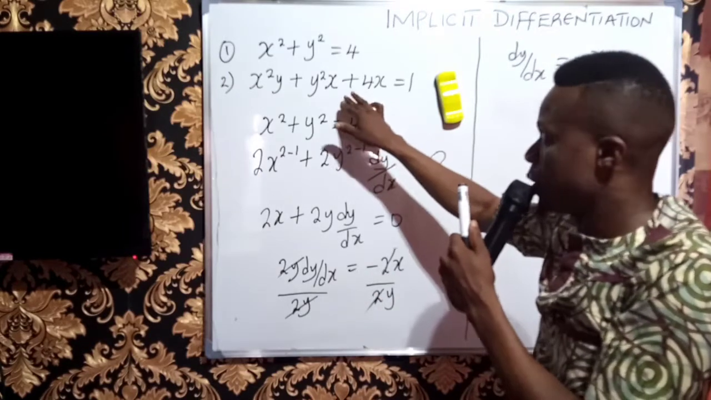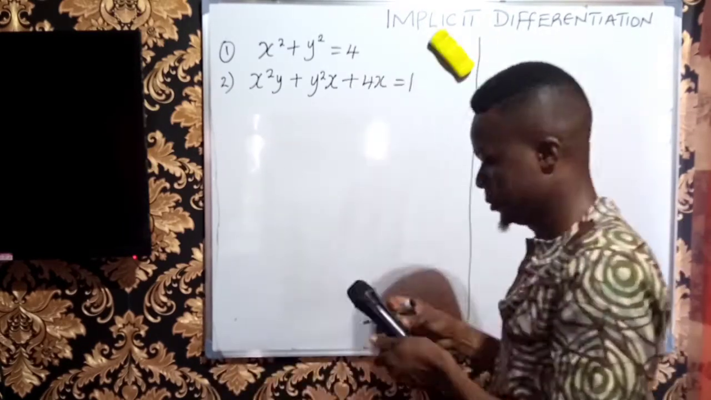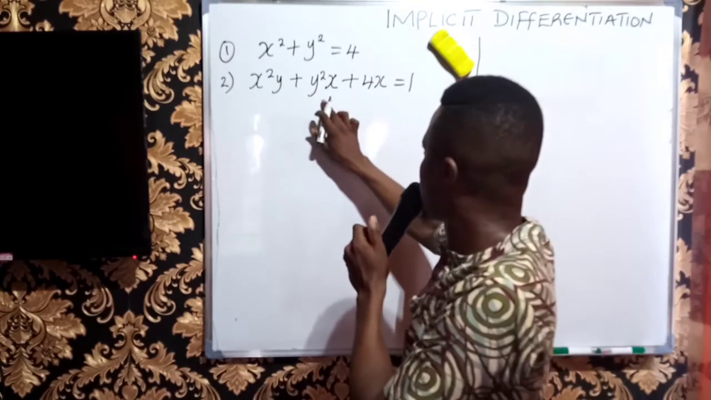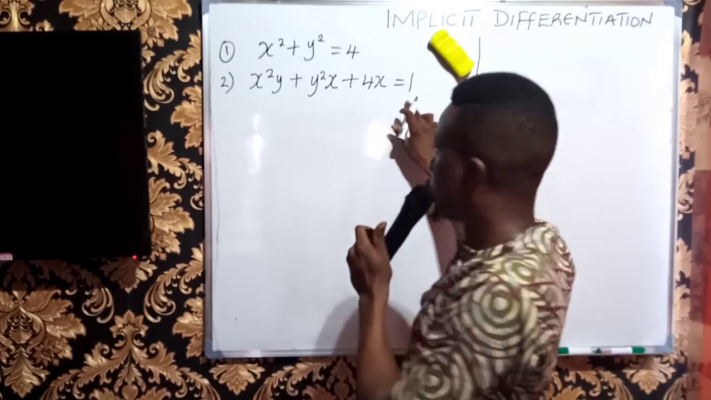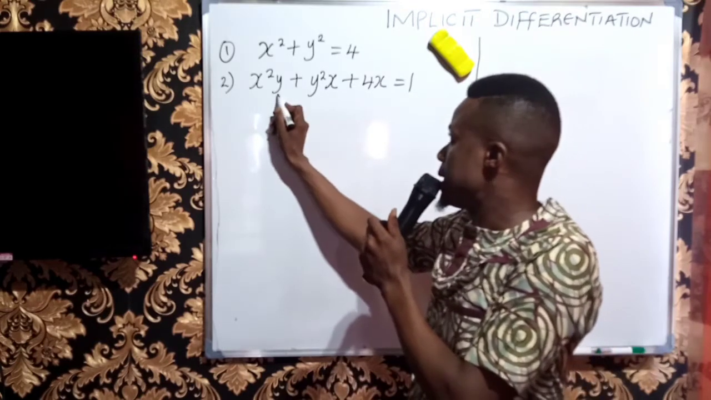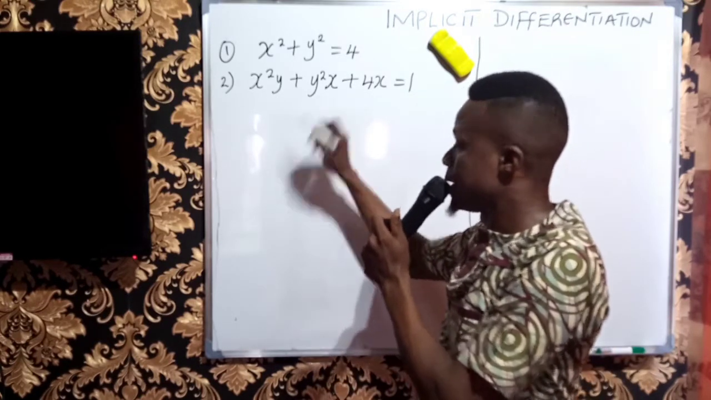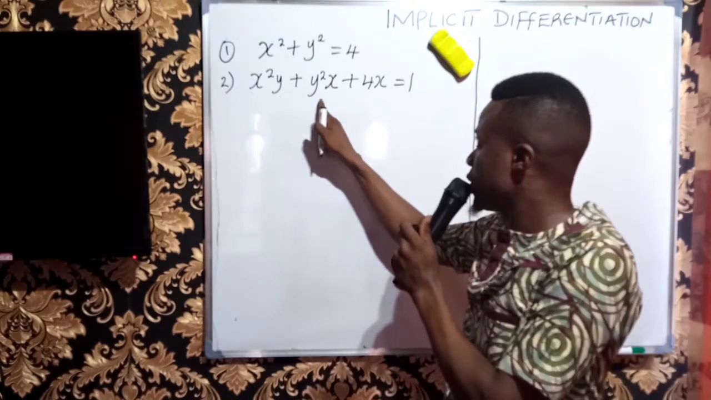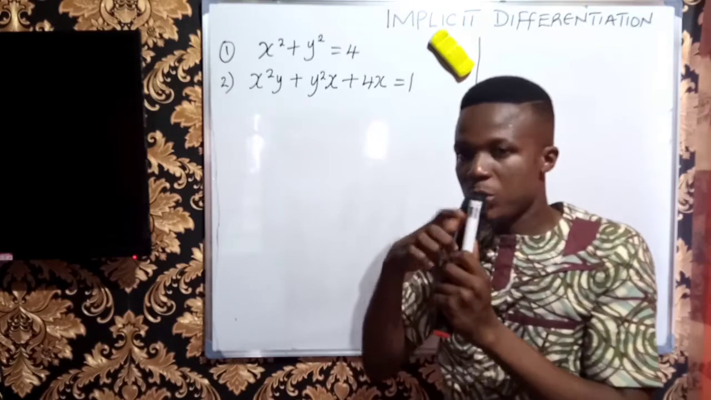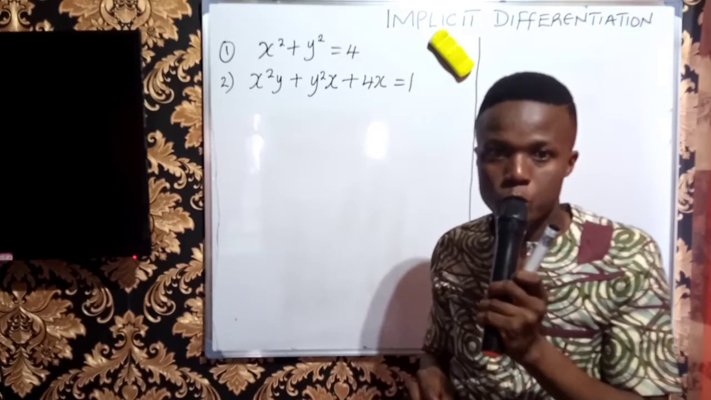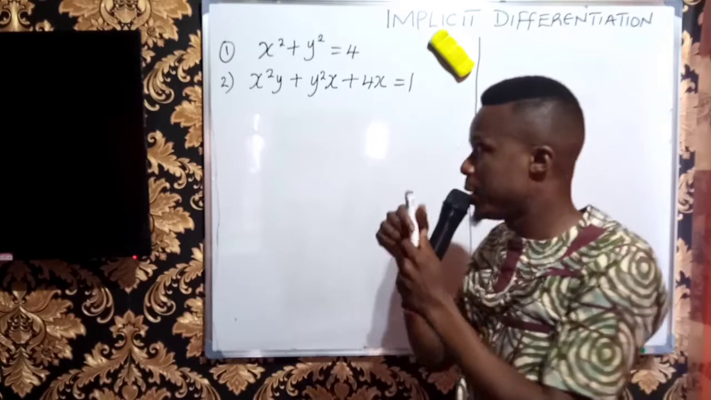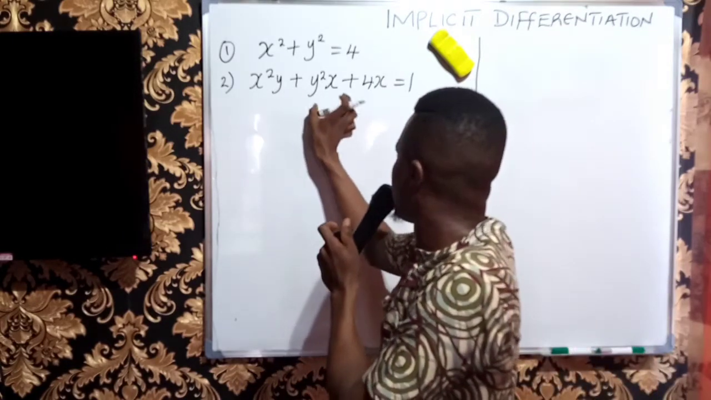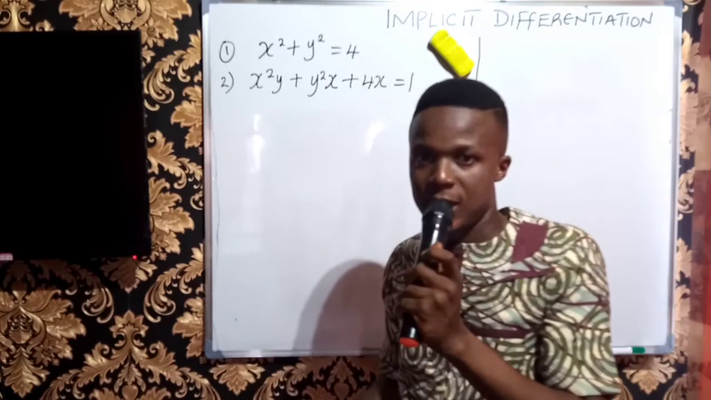So let's take the second question. The second question is x squared y plus y squared x plus 4x equal to 1. But looking at these two terms here, you will find out that they are all products. You will see that x squared is multiplying y and y squared is multiplying x. So you must employ the knowledge of product rule. So product rule will take place here. To avoid complication, I will take the derivative one after the other. After, I will fix it in accordingly.